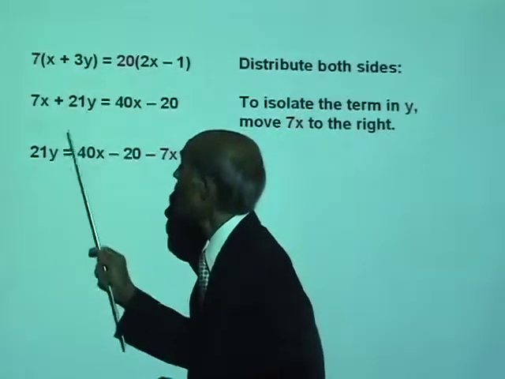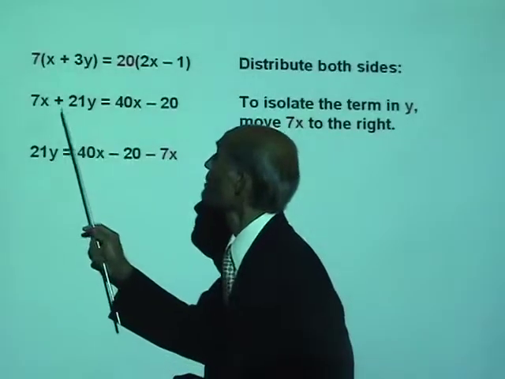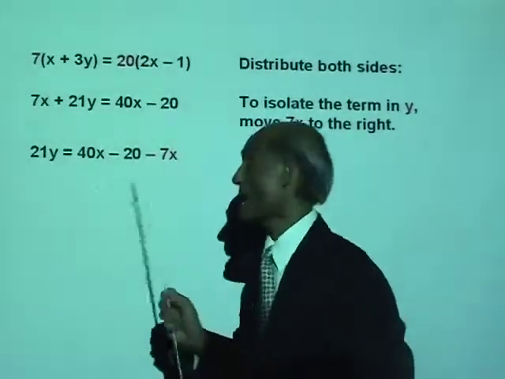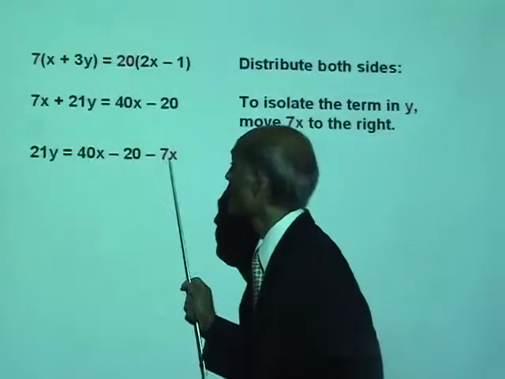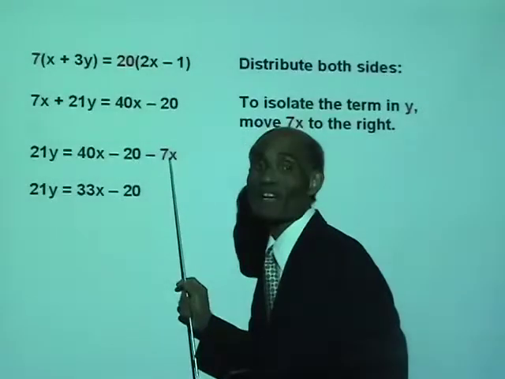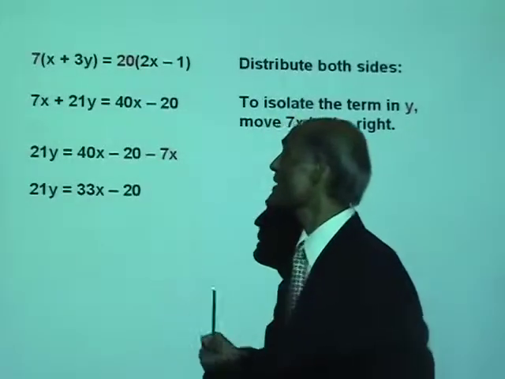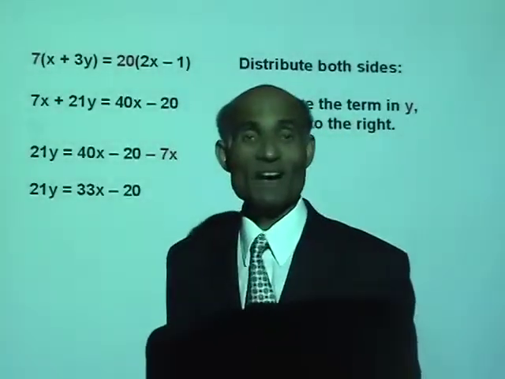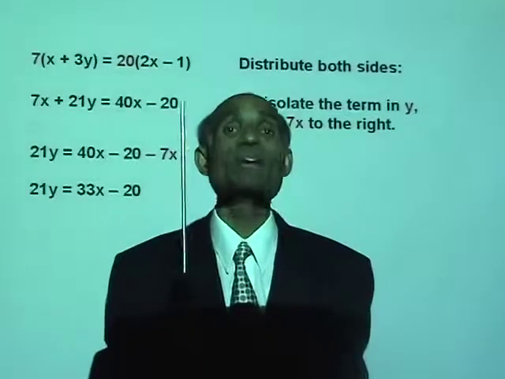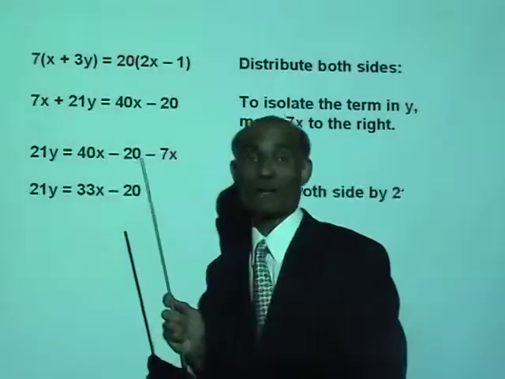We have 21y equals 40x minus 20, and moving 7x from the left to the right becomes minus 7x. And now on the right, simplify this. 40x minus 7x. What is 40x minus 7x? It is 33x. So 21y equals 33x minus 20. And we want to solve for y. That means we want the coefficient of y to be 1. What do we do? Divide both sides by 21.